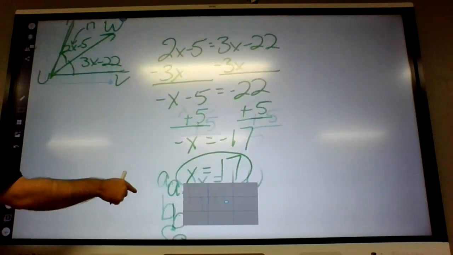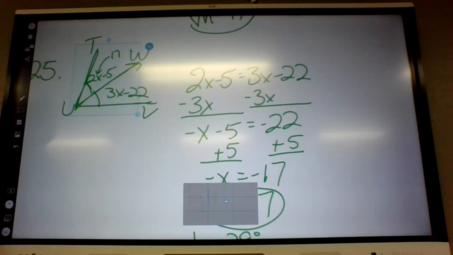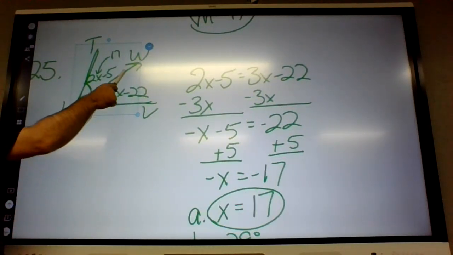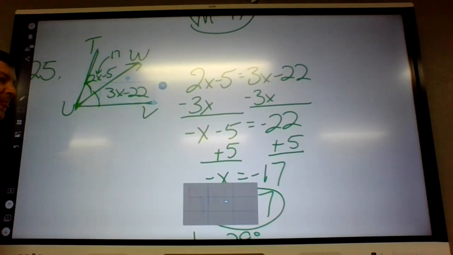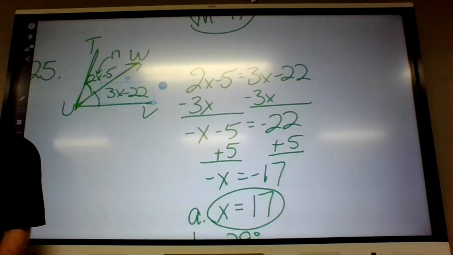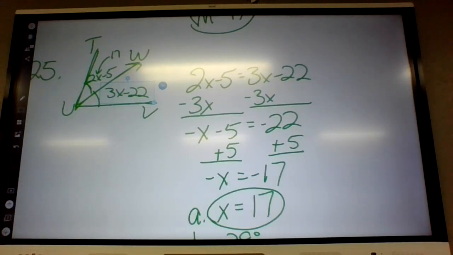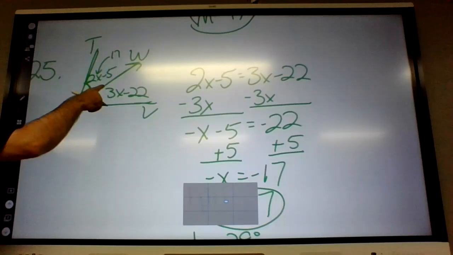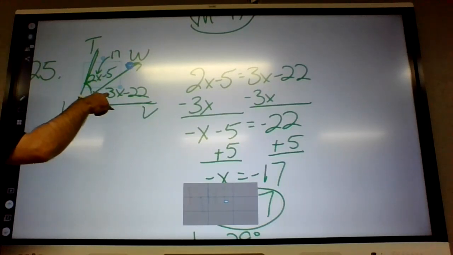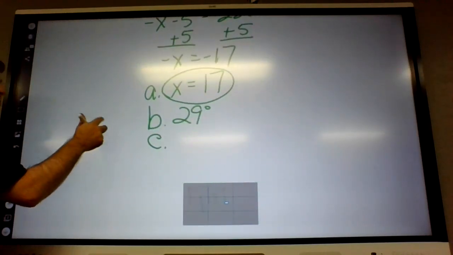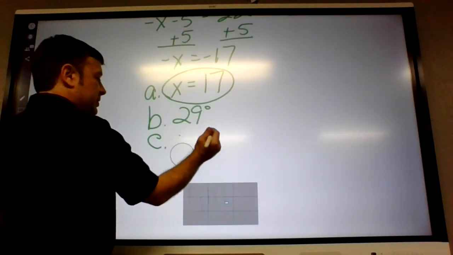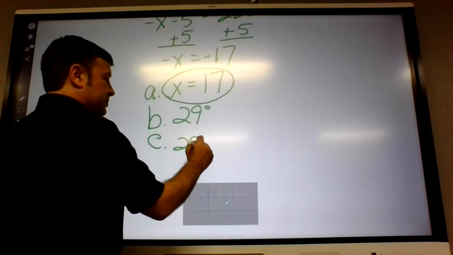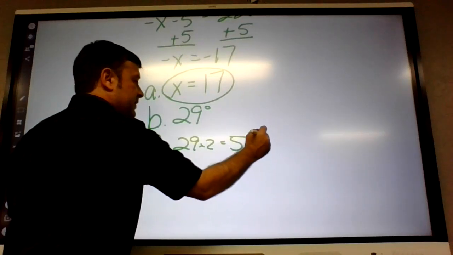You might guess wrong. Okay, you might guess angle WUV, which would also have to be 29. These two angles are the same. But I think they're asking for angle TUV, which is the big angle. So it would have to be 29 plus 29, or 29 times 2. So that would have to be 58 degrees.